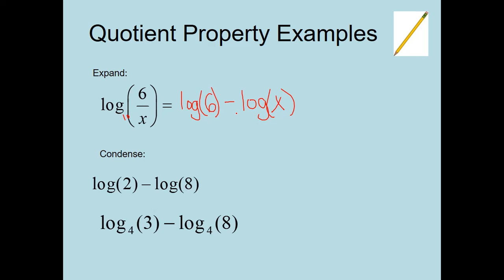So let's try condensing as well. Condensing means I'm trying to put it back to a single log again. So anytime I see subtraction, I need to make it division. So this is technically log of 2 divided by 8, or, if I simplify, 1 over 4.